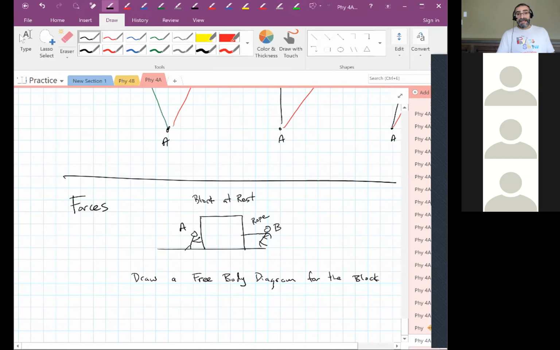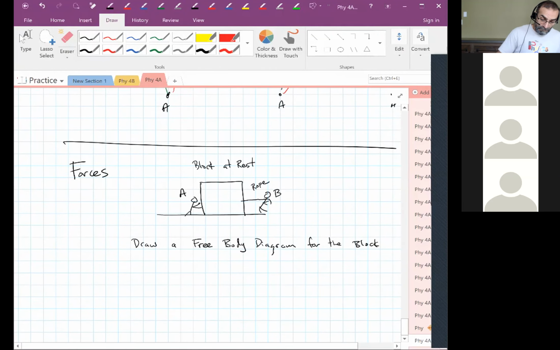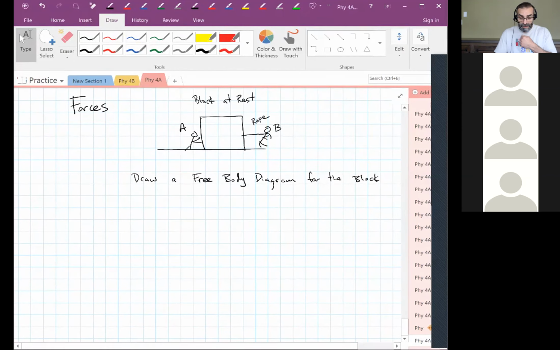So what is a free body diagram? It's an image of the box, the block, with every force that's acting on the block, every force represented as a vector.